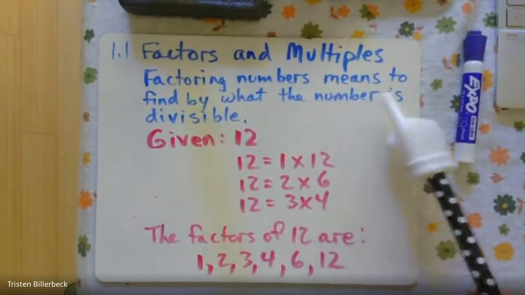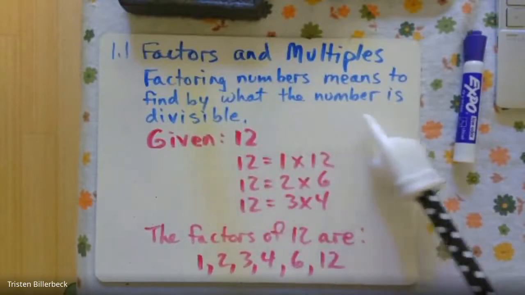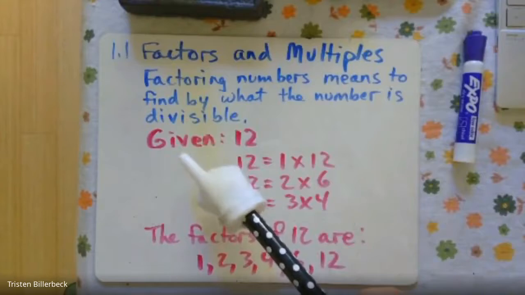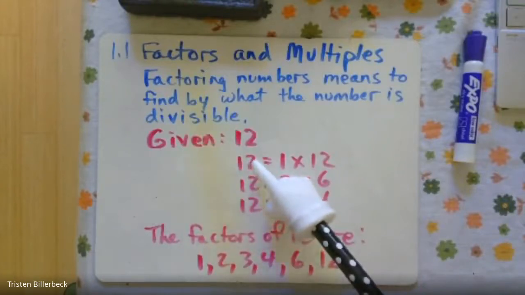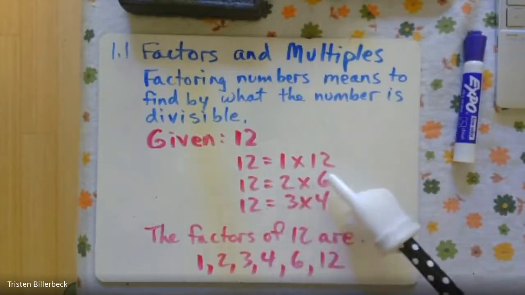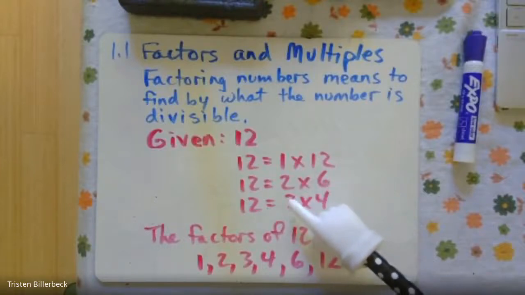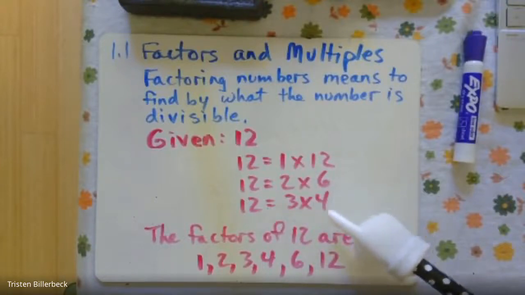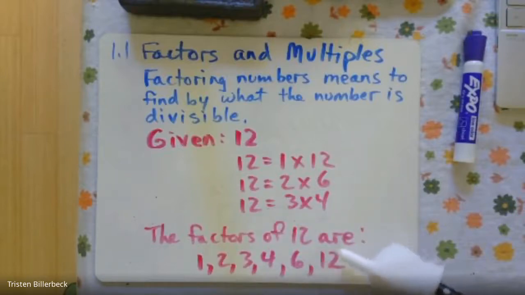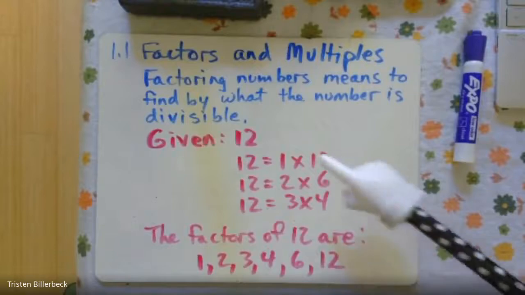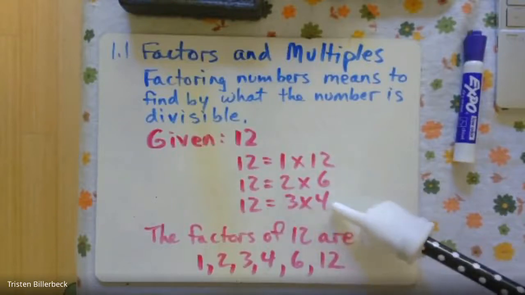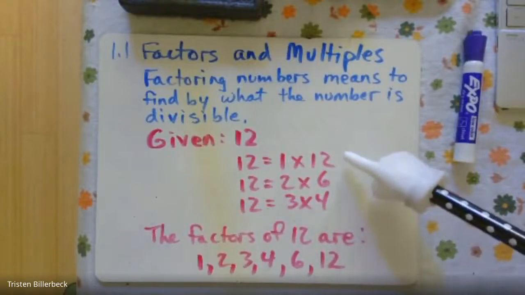This is Ms. Billerbeck, and we're going to talk about factors and multiples. Factoring numbers means to find by what the number is divisible. So given 12, 12 is 1 times 12. It is also 2 times 6, and it is also 3 times 4. So the factors of 12 are 1, 2, 3, 4, 6, and 12.